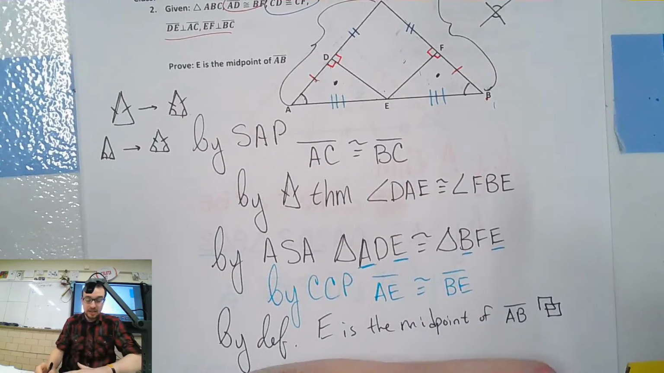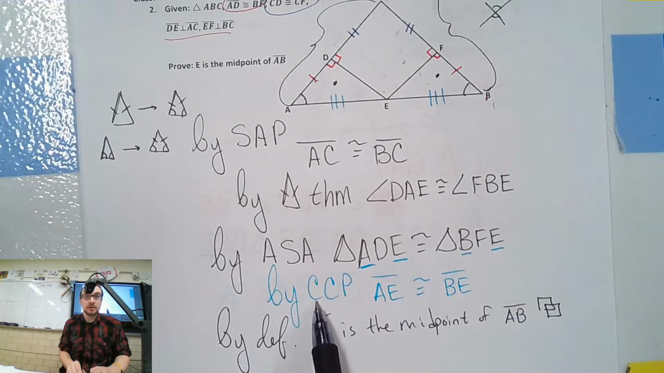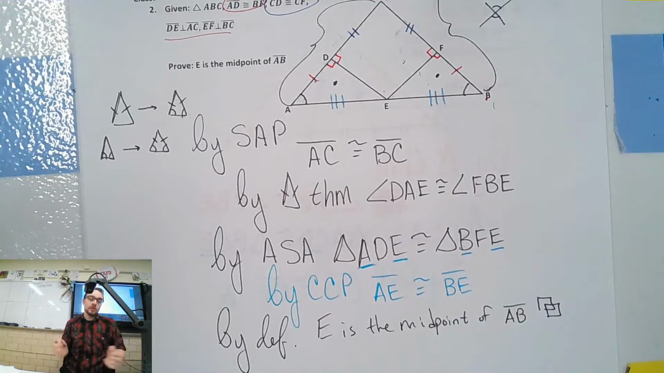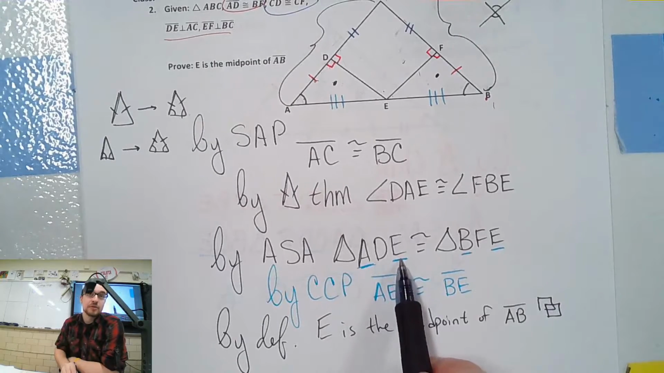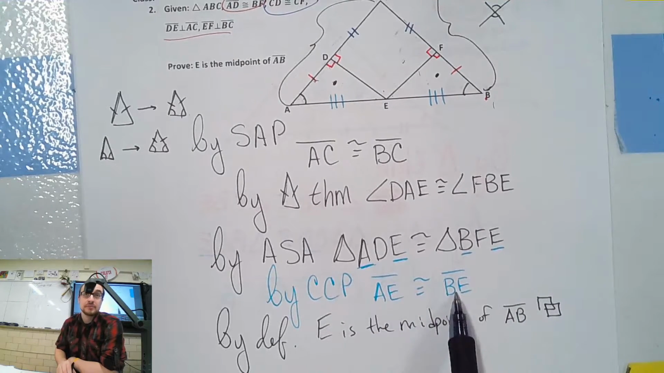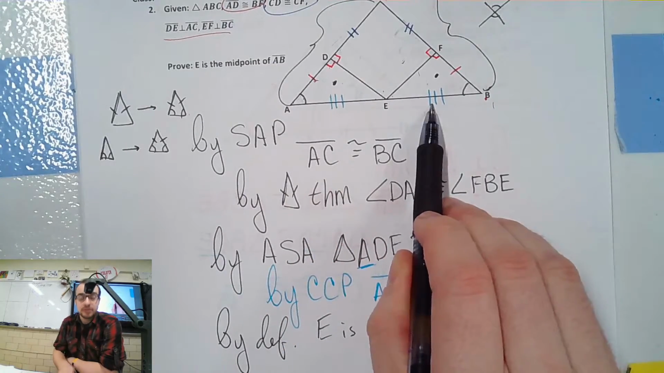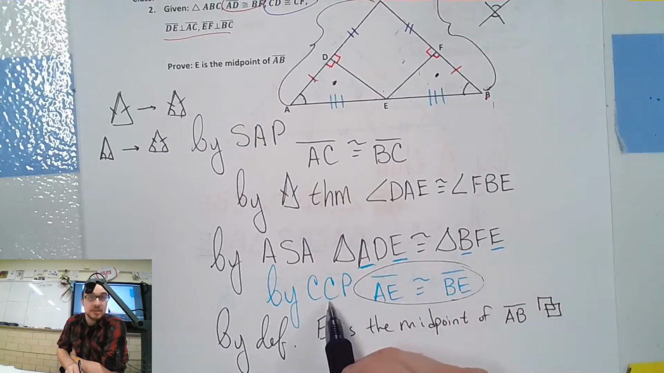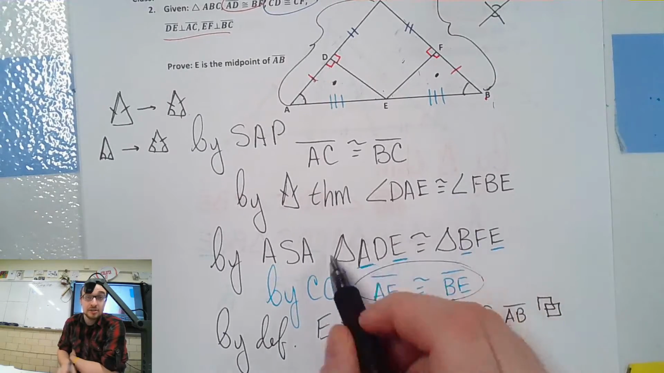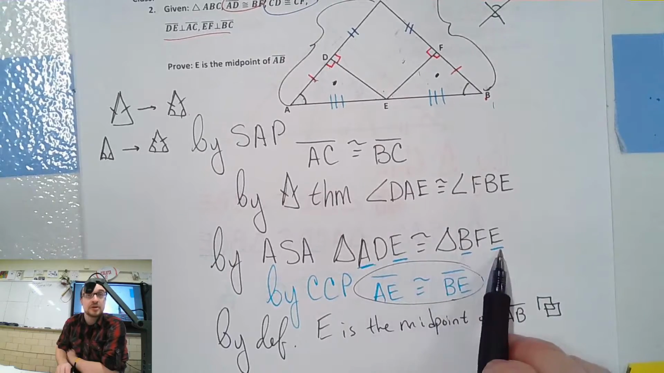So here's what I'm saying. CCP says corresponding parts are congruent, okay? Corresponding means same relative location. So if you look, A and E are in the first and third spot, right? Well, what's also first and third? B and E. So I should be allowed to say they're congruent, so I do. Notice that AE and BE are these two, right? So I was able to say this using CCP. CCP says if the triangles are congruent, then their parts are congruent. Which parts? The parts that are corresponding in the same relative location. First and third, first and third.